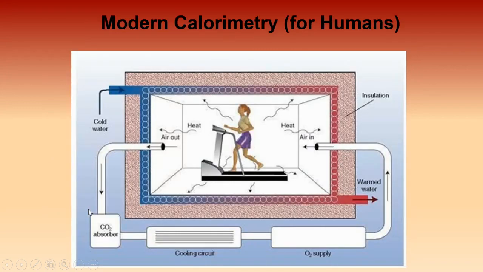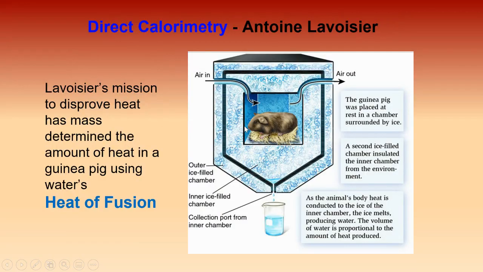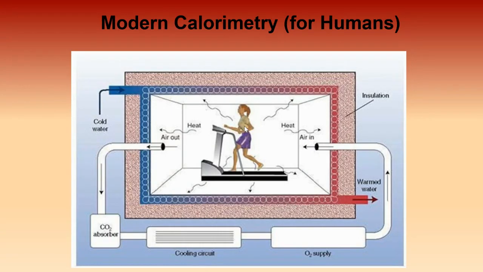Just so you know, when we do this with humans, we don't put them in a little ice cage. We surround them with water, and then that water heats up based on how much heat the person gives off. So here's your system, the person. It heats up the surroundings, right? This water, and then you can determine how much heat got into the water, and all that heat had to come from the person. So the hamster, guinea pig, I guess, had it much worse than the person.